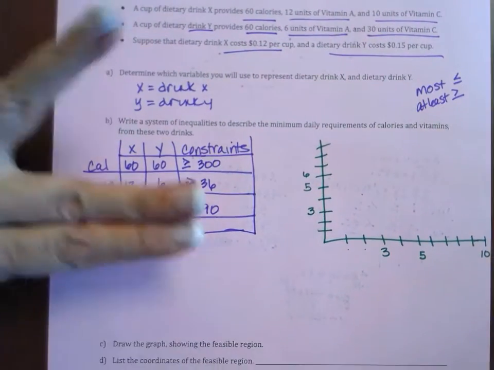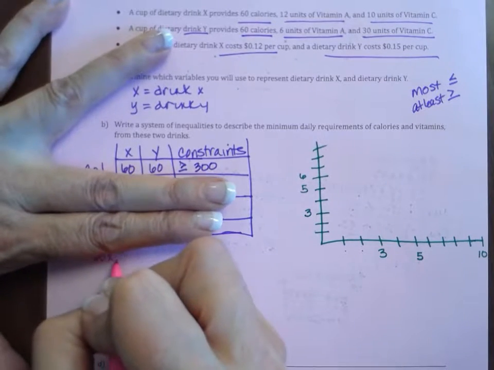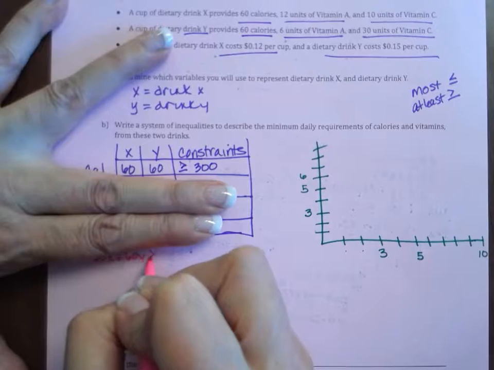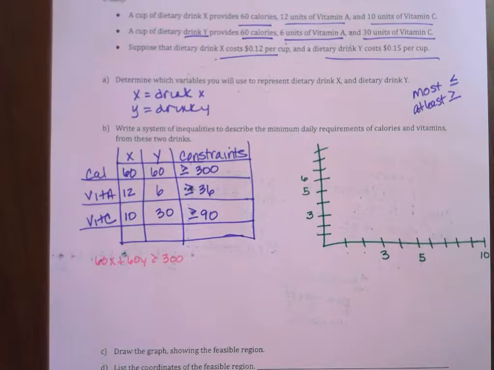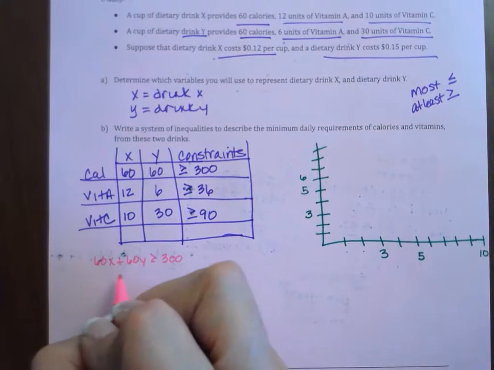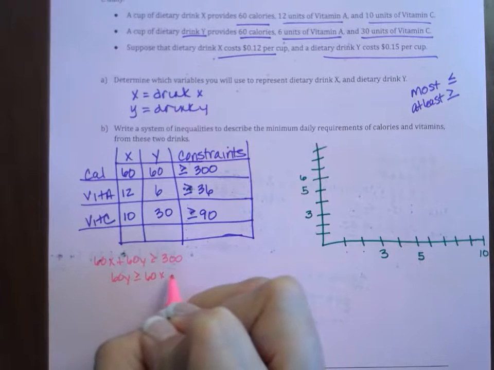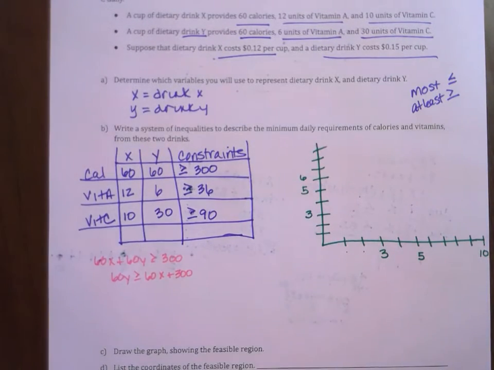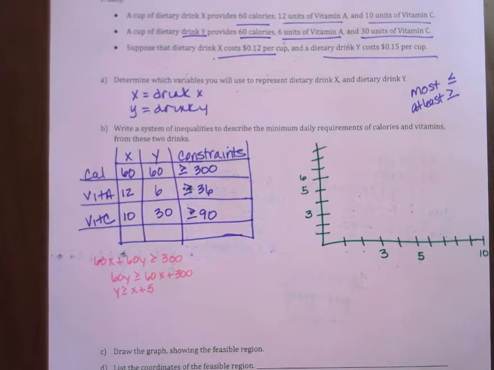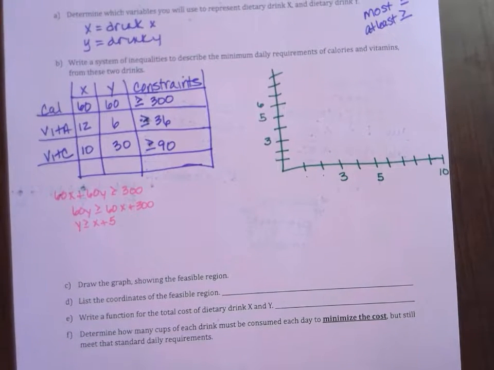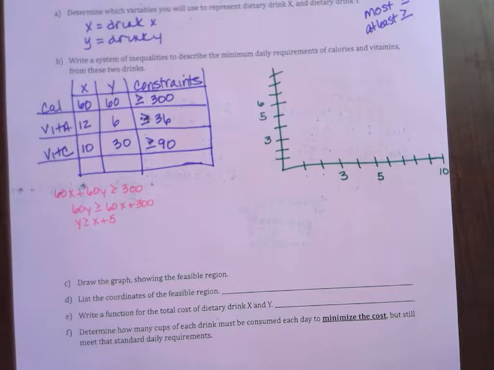All right, let's write our equations. Start with calories. So 60x plus 60y is greater than or equal to 300. So that gives me 60y is greater than or equal to negative 60x plus 300. And so y is greater than or equal to negative x plus 5. Everybody good on that part? What did I do, Chris?